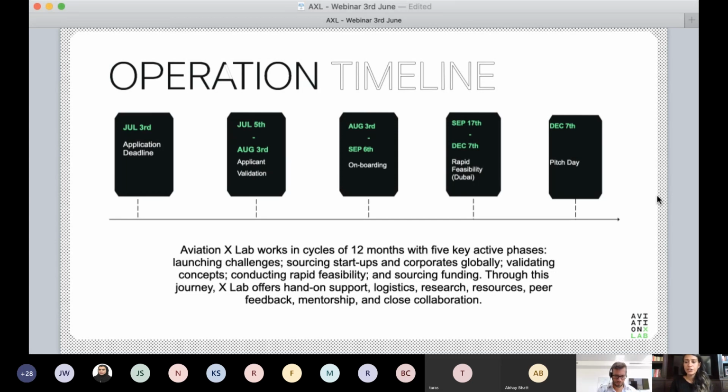But as soon as that does start, we will keep all of those who have applied and gone on to the next stage posted with every part of it. All right, then we go through August 3rd and September 6th, which is the third phase.